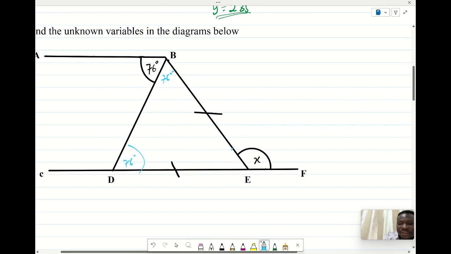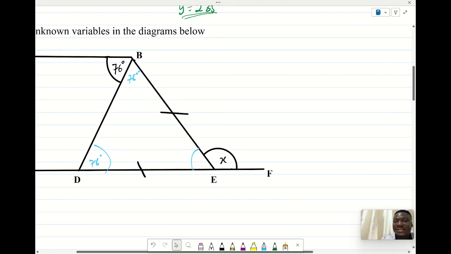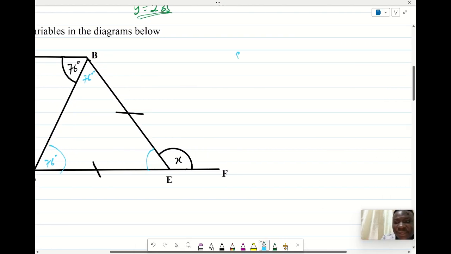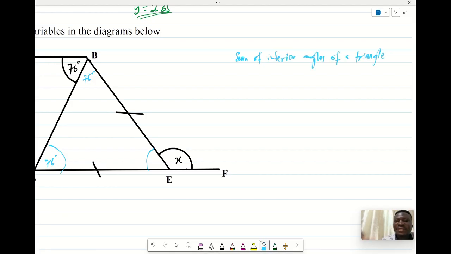We can deduce what this third angle is by using a property that we call the sum of interior angles. Every triangle has three angles, let's say angle A plus angle B plus angle C should be equal to 180 degrees, and these are referred to as the interior angles of the triangle.